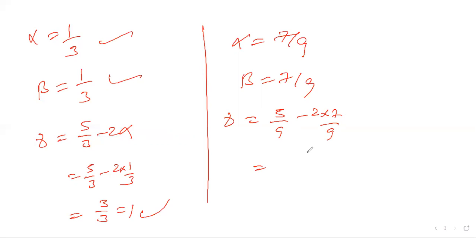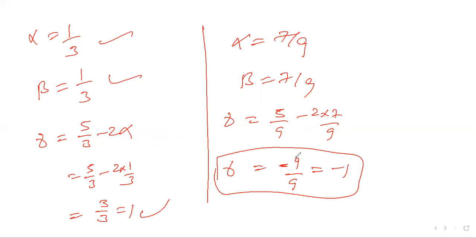Do it very clearly. How much do you get? Minus 9 by 9. Am I clear? Minus 1. 14 minus 5, the answer is minus 9 by 9, which is minus 1. Okay, this is clear.